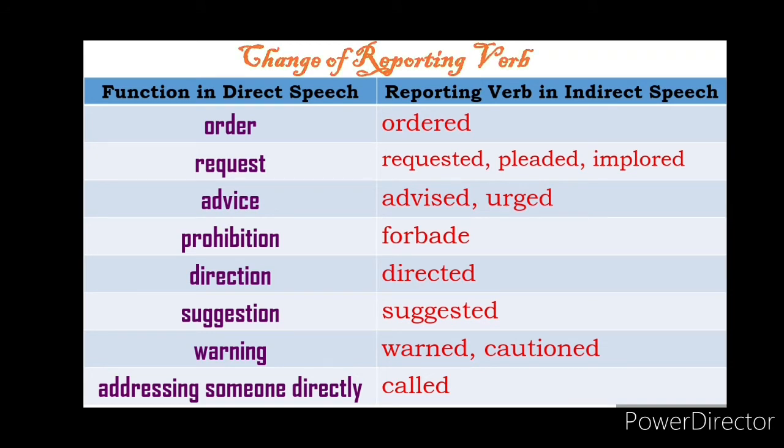Change of reporting verb. Depending on the meaning conveyed by the sentence in direct speech, different reporting verbs are used in the indirect speech to replace words like said and told. Let's see the function of such words in direct speech and their reporting verb in indirect speech. If it is an order, you may write ordered. For request, requested, pleaded, implored. For advice, advised or urged. Prohibition, forbade. Direction, directed. If it is a suggestion, use suggested. For warning, use warned or cautioned. And if addressing someone directly, use called.